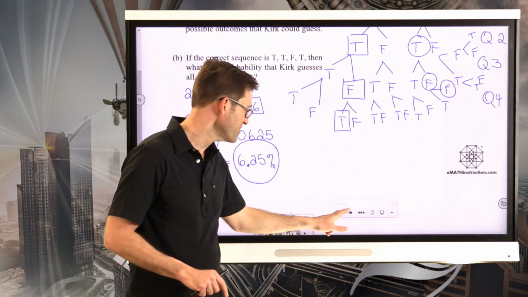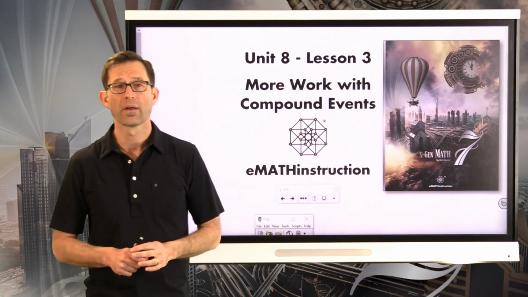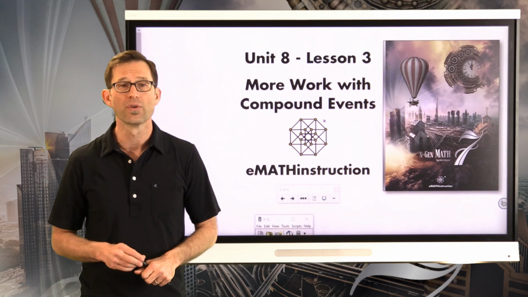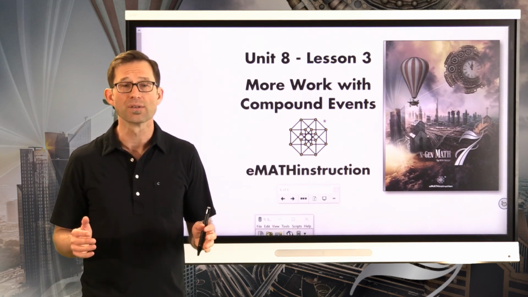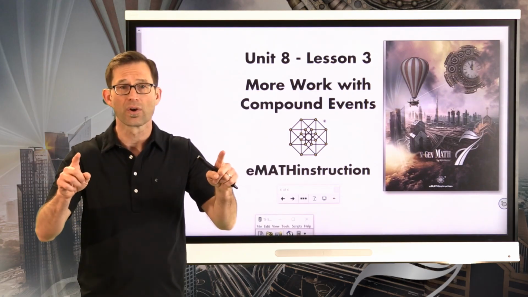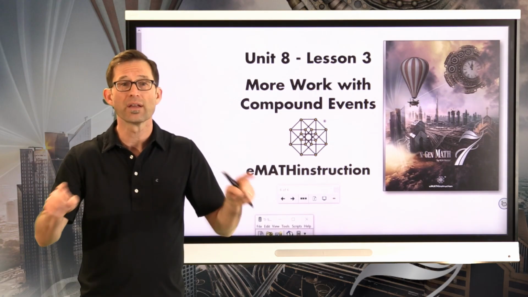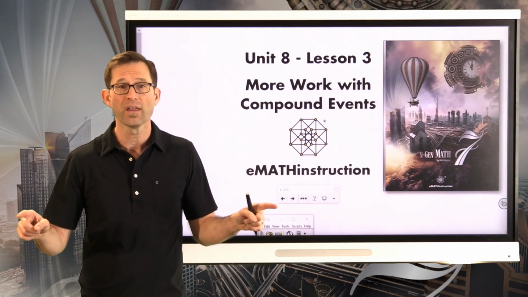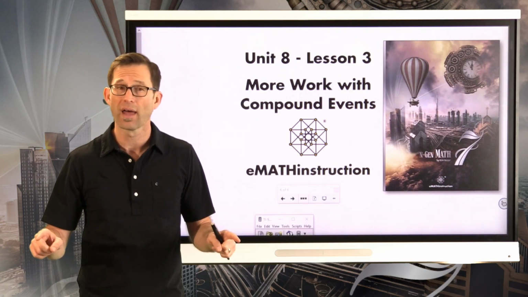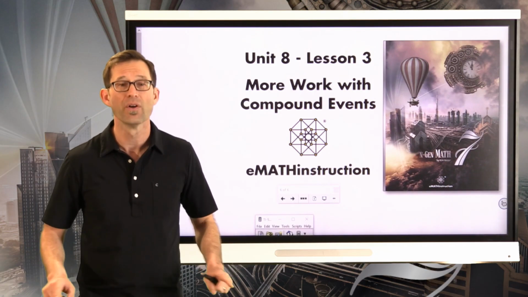All right. Let's wrap it up. So today we worked more with compound events, and probably the most important thing that we introduced was the idea of a tree diagram. A diagram that literally shows us the outcomes that could occur in the first part of our compound event. Then from each one of those branches, all the possibilities that could occur in the second part of our compound event. And from all of those branches, if we had a 3-stage event, all of those, then a 4-stage event, all of those, etc.